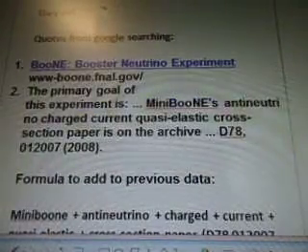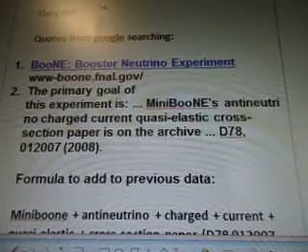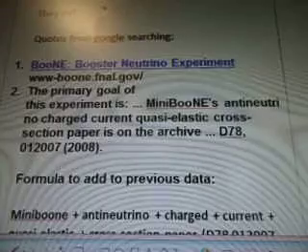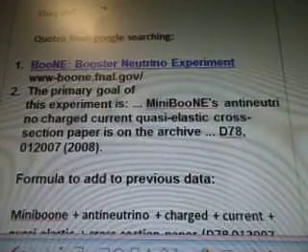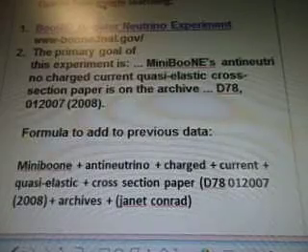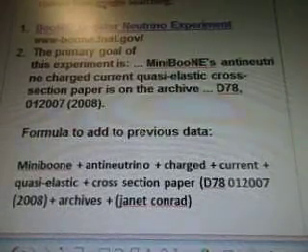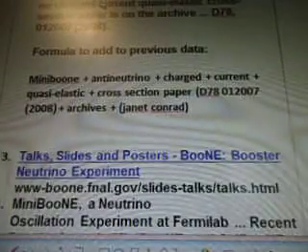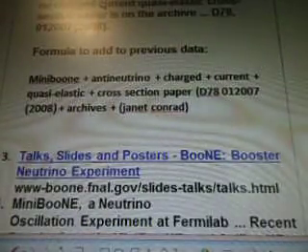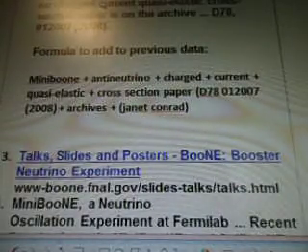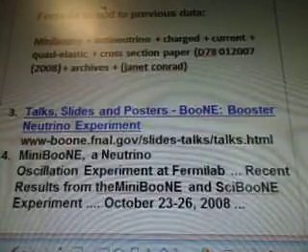Primary goal of the experiment is MiniBooNE's anti-neutrino charged current quasi-elastic cross-section papers on the archive. D78 012007, 2008. So formula to add to previous data. MiniBooNE anti-neutrino charged current quasi-elastic cross-section paper D78 012007, 2008, archives, Janet Conrad.